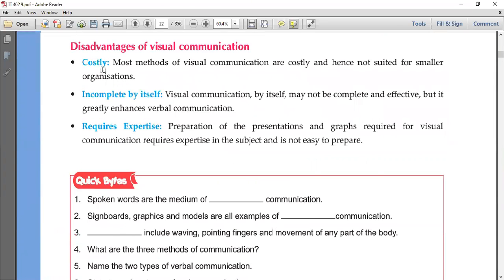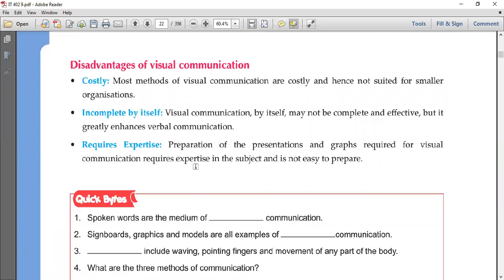Disadvantage is that it is costly because we have to use certain visual aids, और visual aids में चीज़ें costly होती हैं. जैसे if you want to show a video to somebody, you have to record it. Recording में you need a video camera, you need devices for storing, right? So it is a bit costly compared to the normal way, and it is always incomplete by itself.